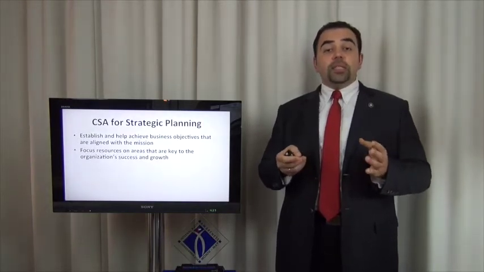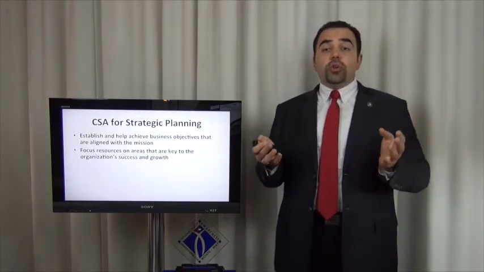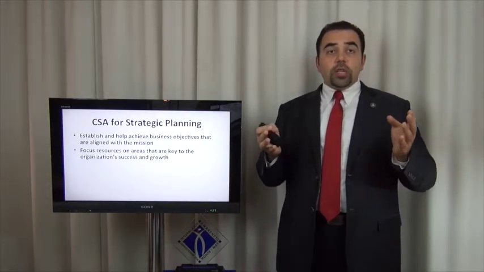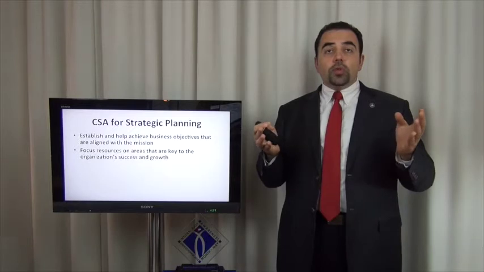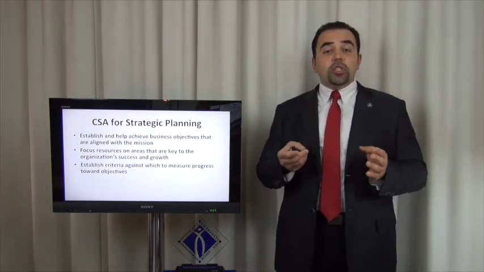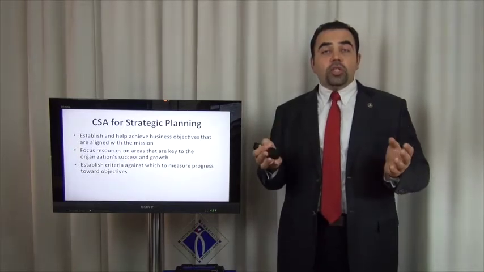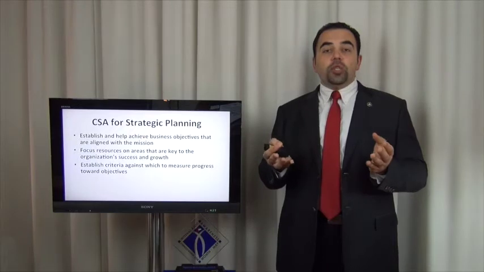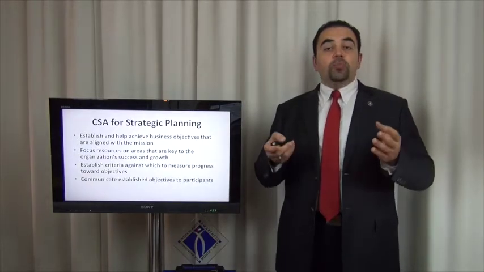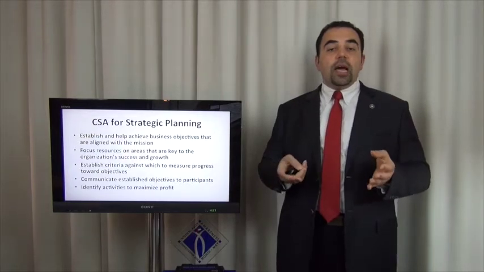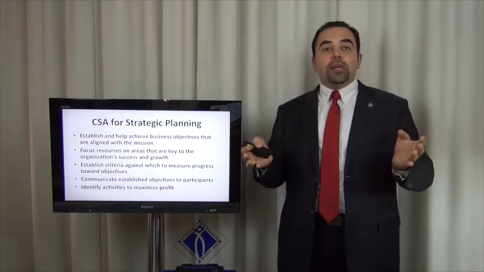The second, focus resources on areas that are key to the organization's success and growth. Are we actually using the resources to make sure that we are focusing on achieving the goals of the organization or not? And establish criteria against that we can measure the progress of the objectives, so we can see based on what we are measuring the objectives to ensure we are achieving the objective. How are we communicating the established objective to the participant, as well as identify areas where we can maximize our profit?